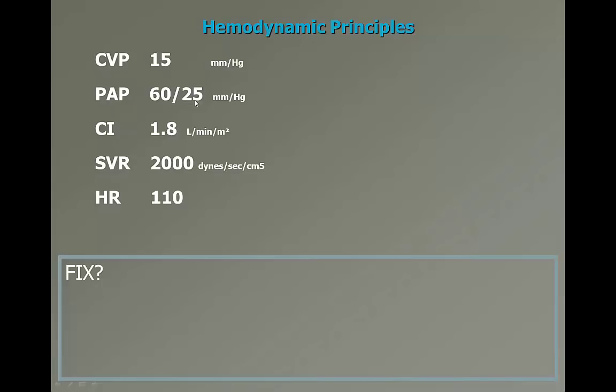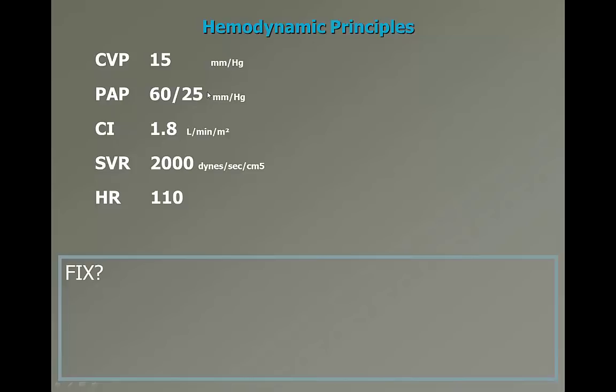As I've mentioned before, it's very important that you look at the values that indicate volume first, because that's the first thing you want to identify. Is this patient volume depleted, not enough volume, or are they volume overloaded? Because the CVP is elevated and the PAD is elevated, you should have identified that this patient has too much blood volume.